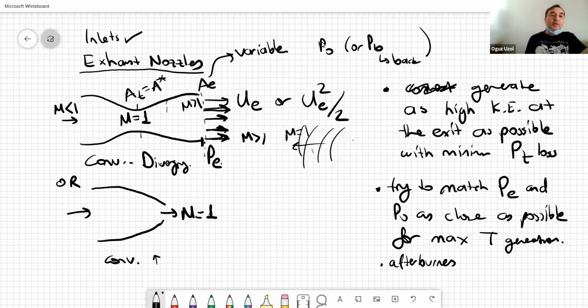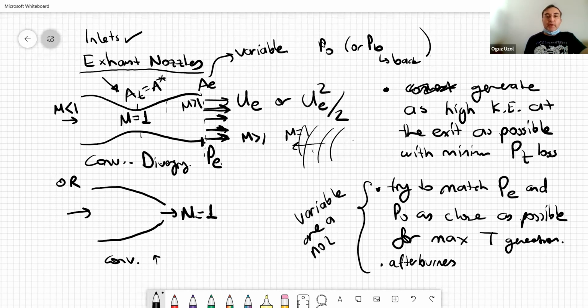In some engines, the engine not only controls the exit area, but also the throat area as well. Okay, it has some mechanical means, some hydraulic system to change both the throat area and the exit area. It can change it. So for afterburners and for this purpose, matching as much as possible PE to P0, especially at supersonic jet exit conditions, we need these variable area nozzles.